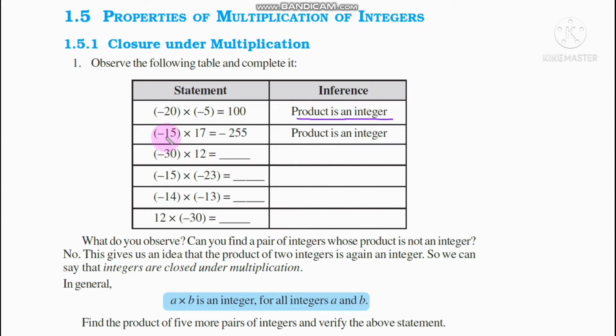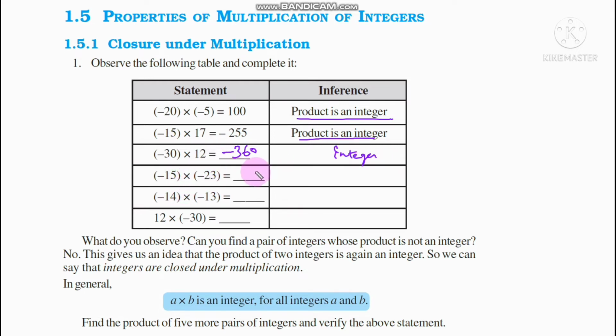Now minus 15 into 17. So minus into plus is minus. 15 into 17 we get 255. So minus 255 is also an integer. Now minus 30 into 12. So minus into plus is minus. 12 into 30, it is 360. So here also we are getting an integer. So the product is an integer.